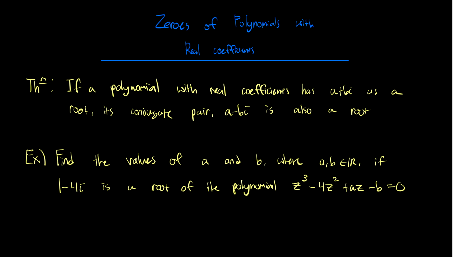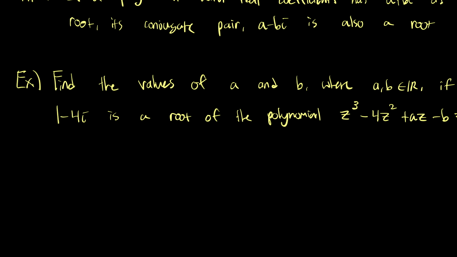So let's take a look at this example problem here. Find the values of a and b, where a and b are both real numbers, if 1 minus 4i is a root of the polynomial z cubed minus 4z squared plus az minus b equals 0. So, first of all, let's use the information that a conjugate pair is also another root. If we have 1 minus 4i as a root, the other root has to be 1 plus 4i.